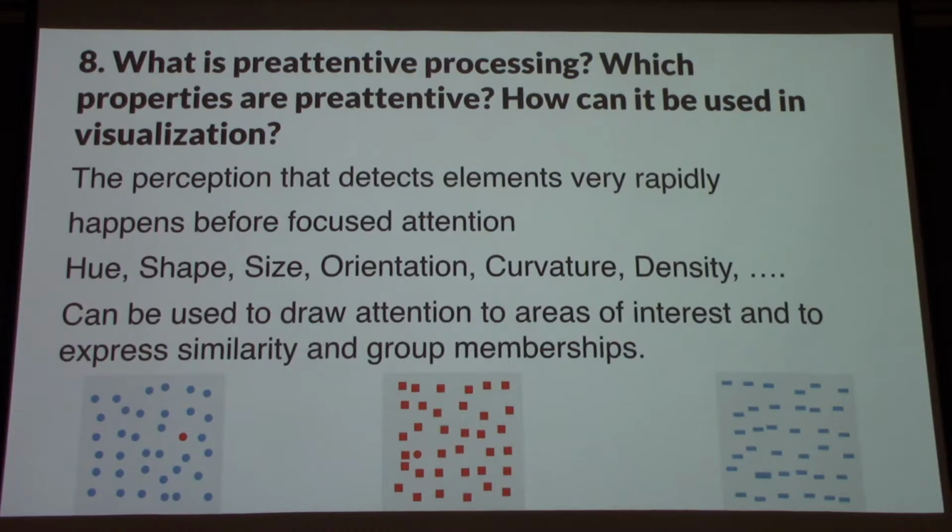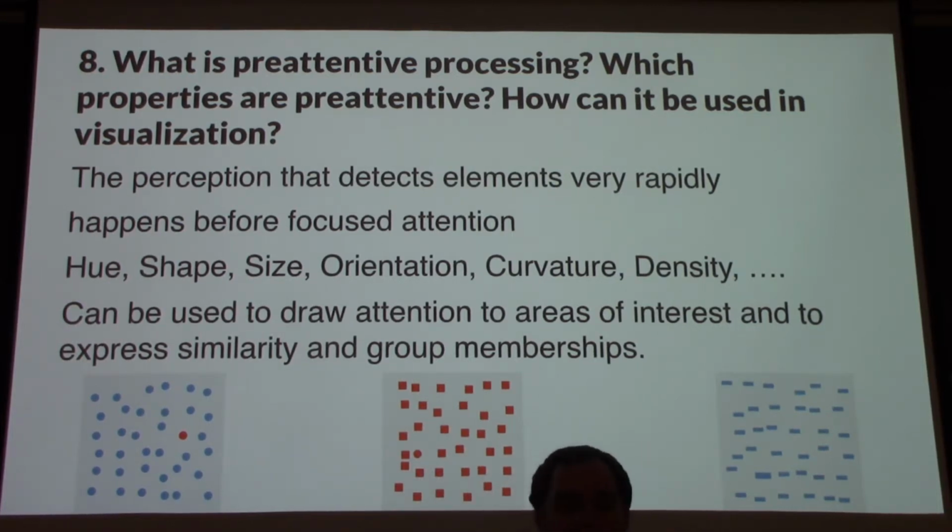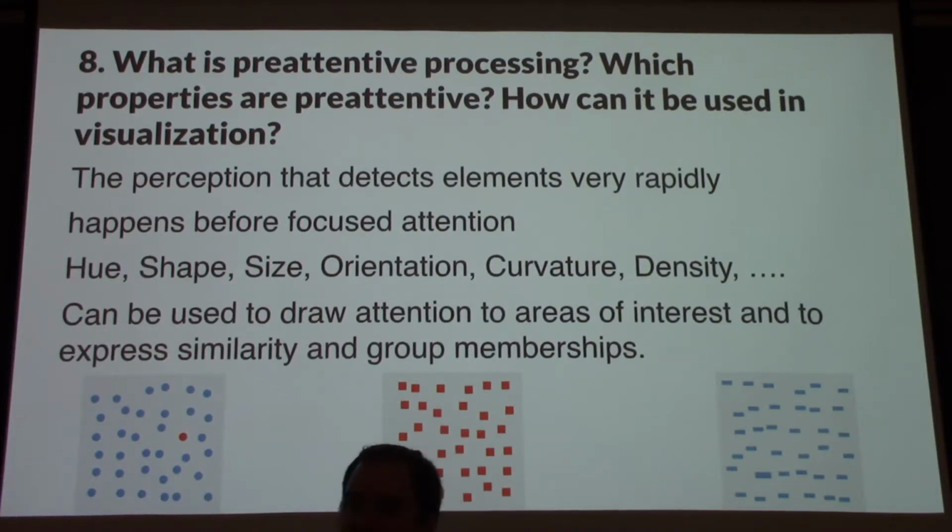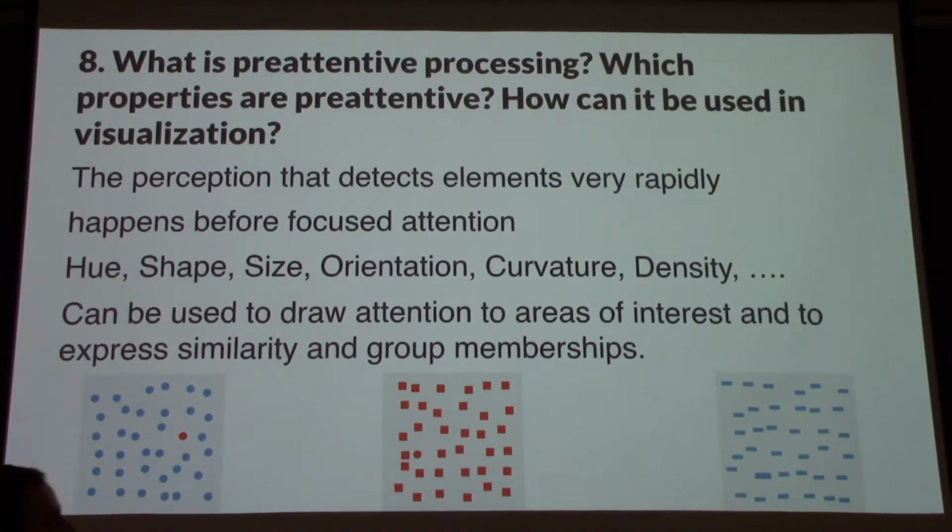And why are we interested in it for visualization? Well, it can be used to draw attention to areas of interest and to express similarities between groups and group memberships. So for example, brushing. If you want to brush or highlight something, then you can use these preattentive variables to do this.